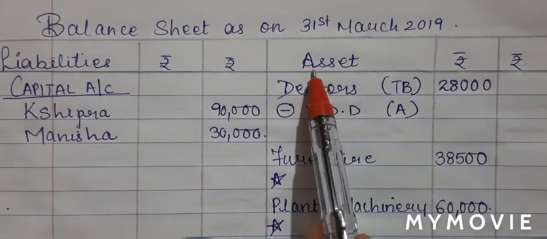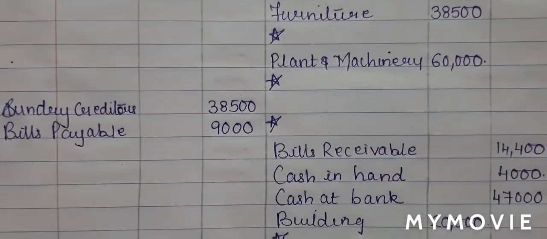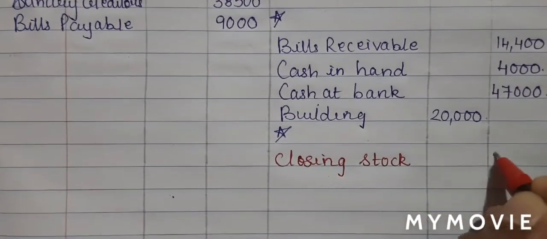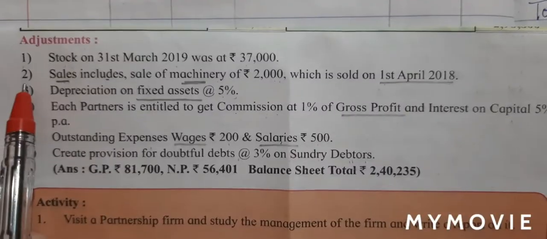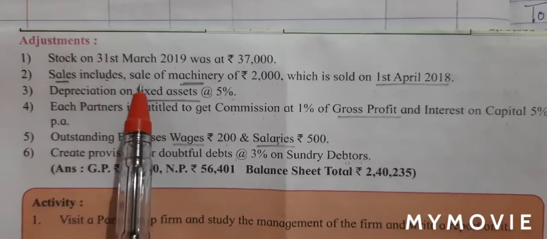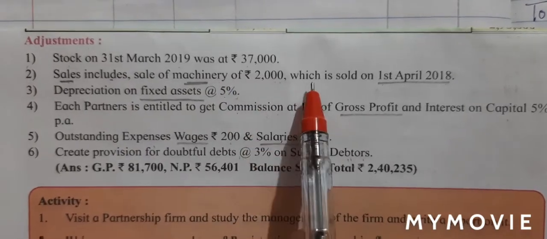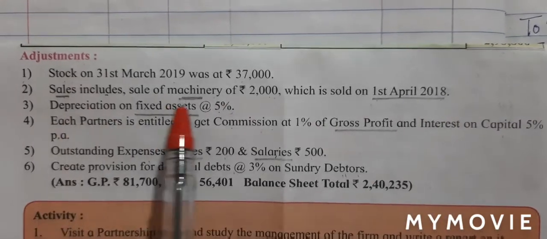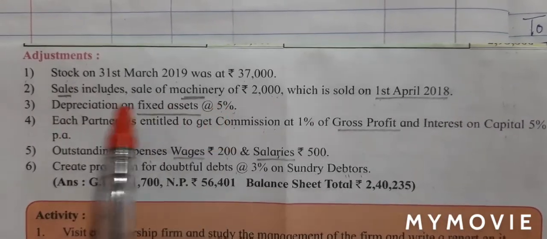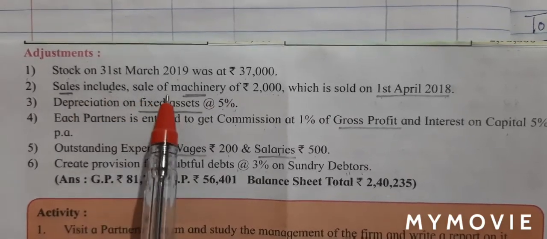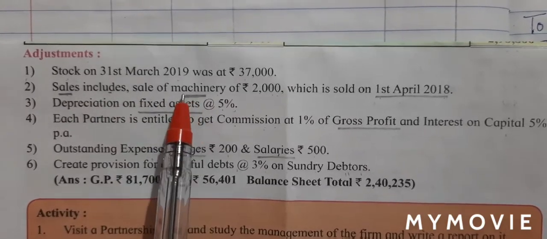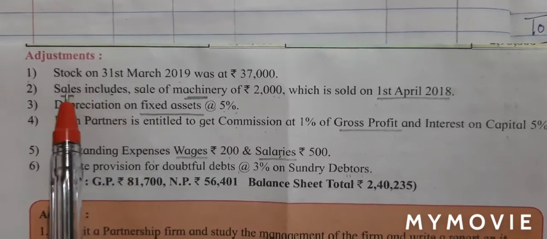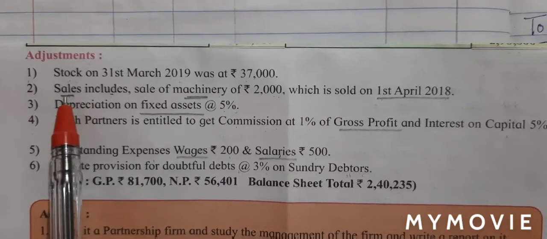My second effect will be on the asset side. I will write closing stock, 37,000. Adjustment number 2. Sales includes sale of machinery of rupees 2,000, which is sold on 1st April 2018. Students, this is a new adjustment that you are going to be learning today. It says that sales include sale of machinery. By mistake, the sale of machinery which we had done is included in sales. So if it is included by mistake, we will have to exclude it.